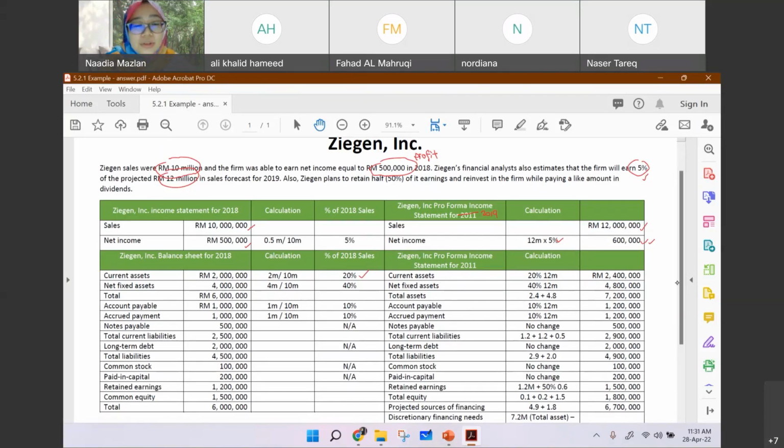Now you carry the 20% to 2019. So 20% calculated with the 12 million. So 20% of 12 million, you got 2,400,000.